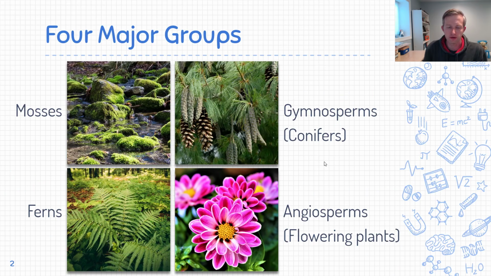So we break them into four major groups. We have mosses, ferns, gymnosperms, or maybe you know those as conifers, and angiosperms, which are our flowering plants. So I'm going to take these from sort of the most simplistic to the more complex or advanced.